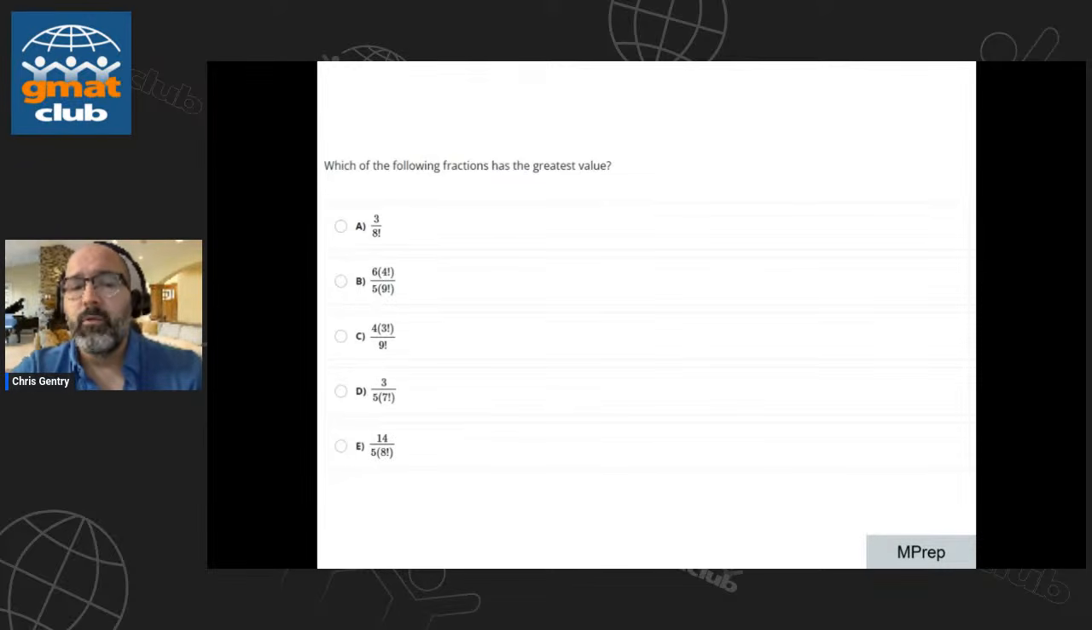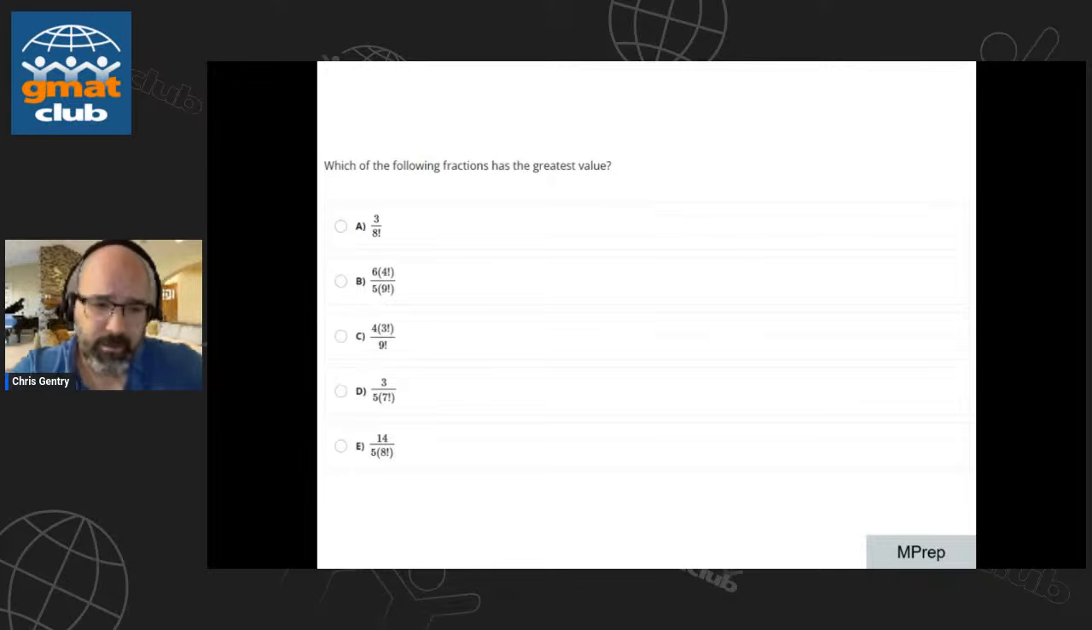Now, for a fraction, that means either I need the denominator to be the same or the numerator to be the same. If the denominator of every fraction is the same, then the largest numerator means you have the largest value. If the numerator of every fraction was the same, then the smallest denominator would mean the largest value. For myself, I would prefer to say, let's build a common denominator. That way, at the end of this, I'm now just looking for the largest thing.